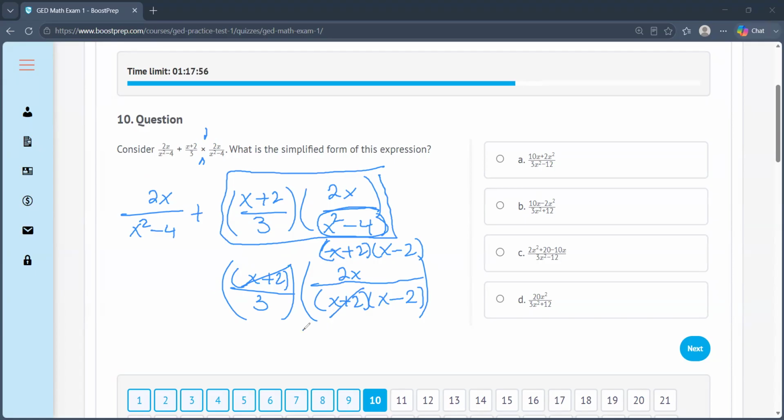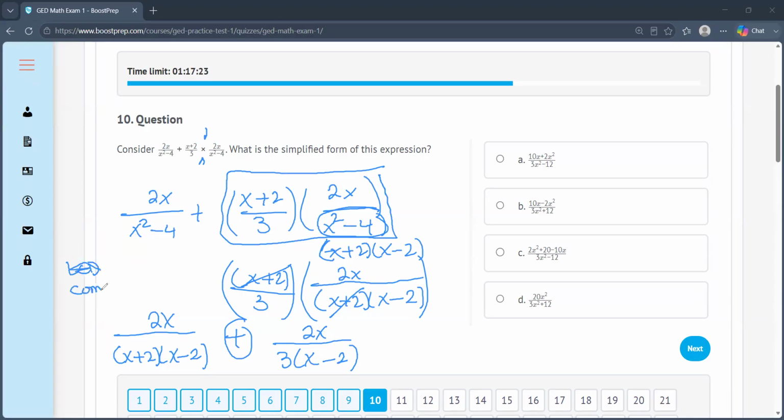So on the top, you're left with 2x, and then on the bottom, you're left with 3 and x minus 2. Plus, and then over here, you're left with 2x over x squared minus 4. Let's break that down. We know that is factored out as (x plus 2) times (x minus 2). Okay. Now we are adding fractions. So what do you need when you add or subtract fractions? You need a common denominator, LCD.